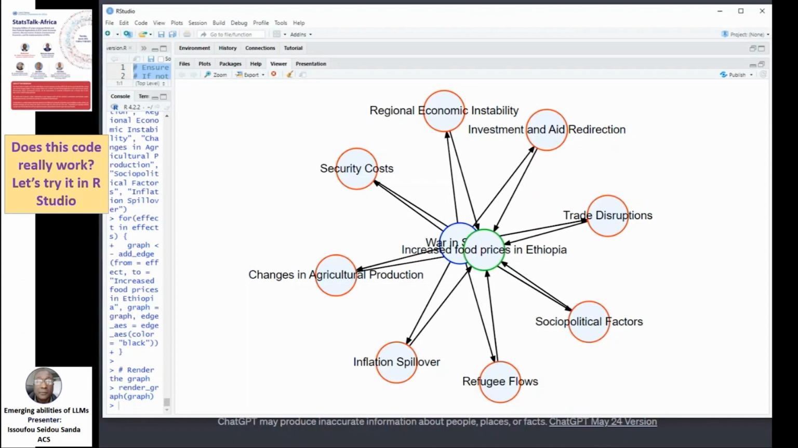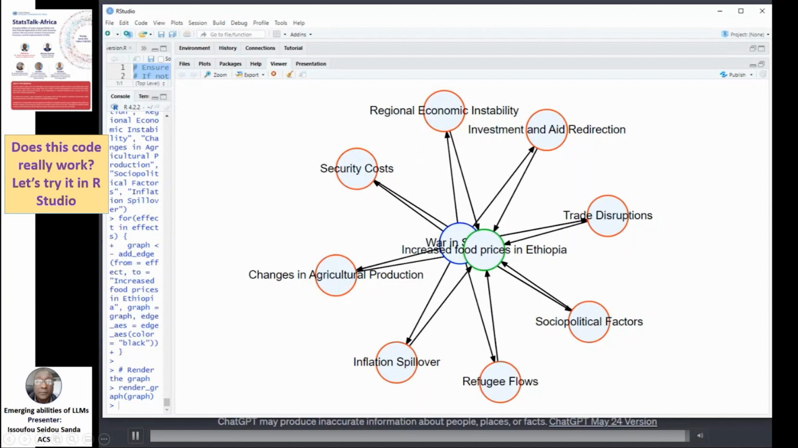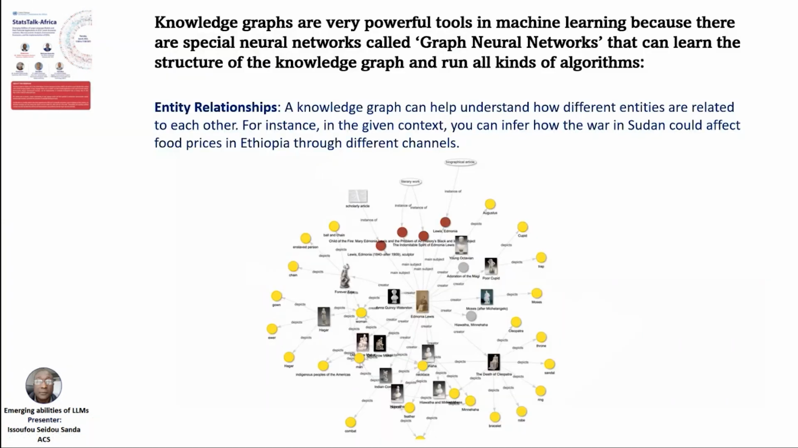This is a mystery, and this is something we will talk about a little later. We call it an emergent property because it's not something that we planned, but we discovered that they have learned how to do some coding in R. So why are knowledge graphs interesting?